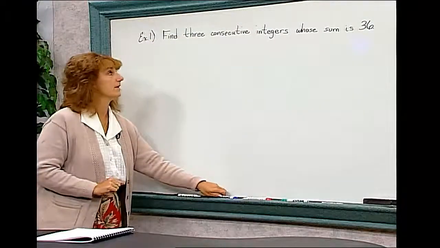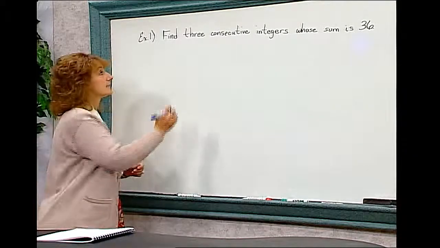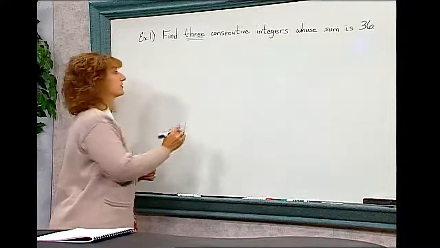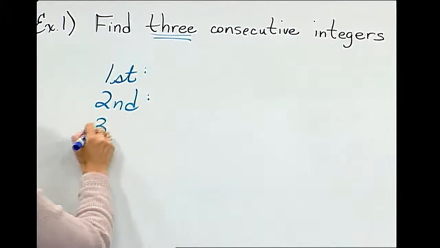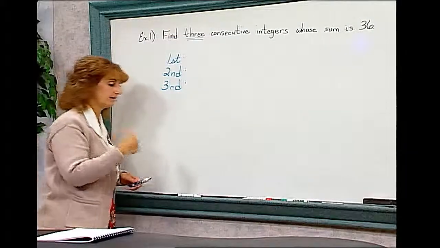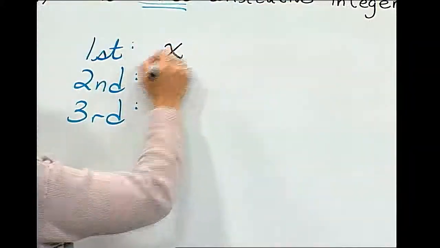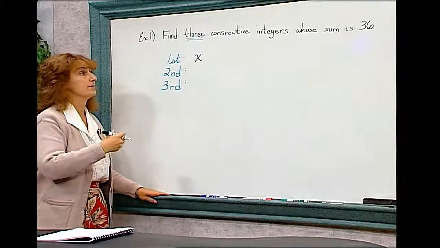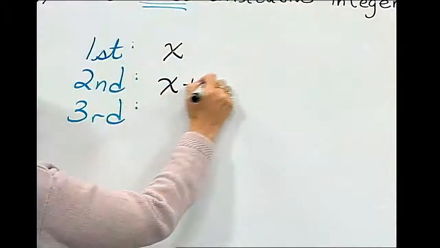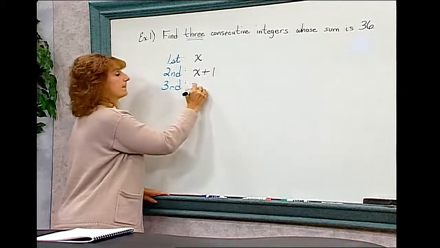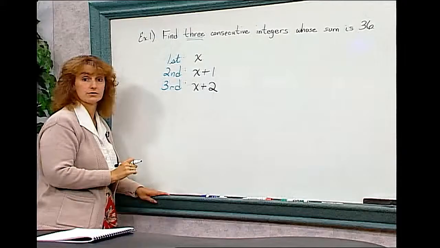Our first example says to find 3 consecutive integers whose sum is 36. Since I need to find 3 consecutive integers, I have the first one, the second one, and the third one. We're going to look at it in this way. The first one, since we're counting in algebra, is x. We're talking about consecutive integers right in a row. So our second one is x plus 1. Our third one is x plus 2. So these are our 3 consecutive integers.